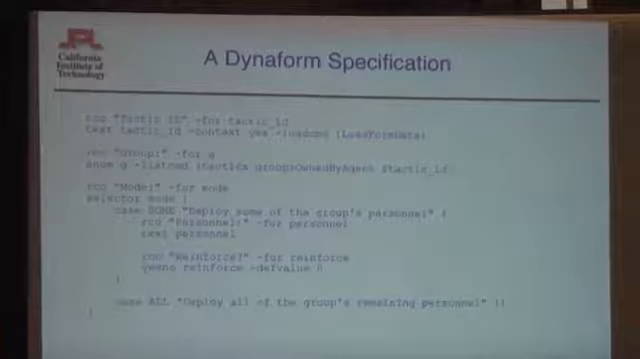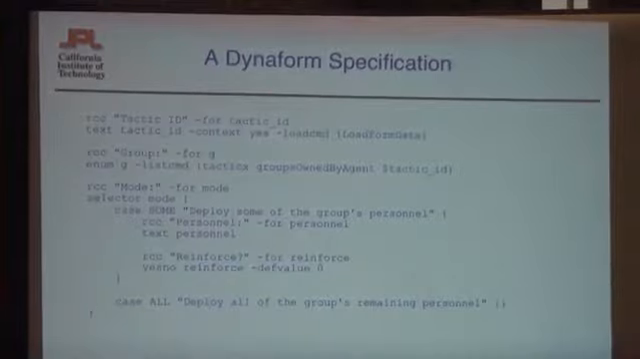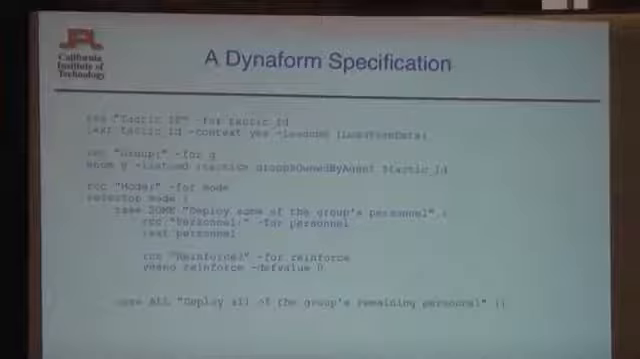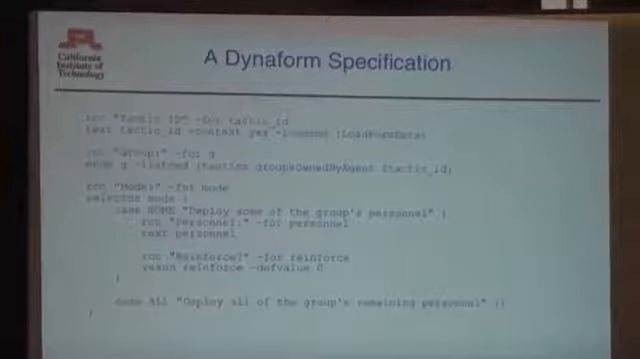Okay? So when the mode is some, you've got a personnel field and a reinforce field. When you don't have those, in this case the body's empty. You could have other stuff, but the effect is you pick deploy all, the personnel and reinforce fields go away. You pick some, they come back. And that's all handled completely by the Dynaform infrastructure. My application doesn't need to pay any attention to it at all. There's no logic code to write. It's all specified right there.